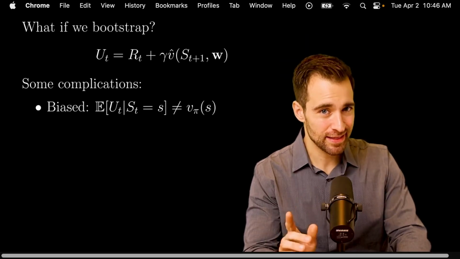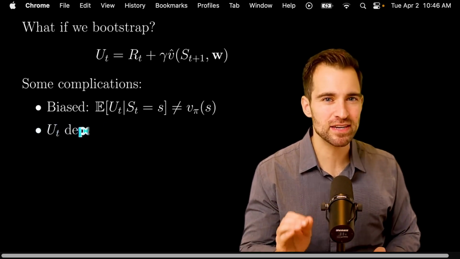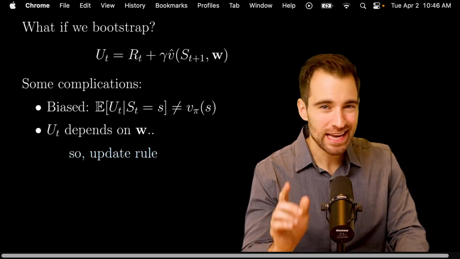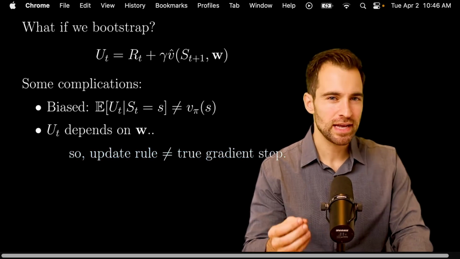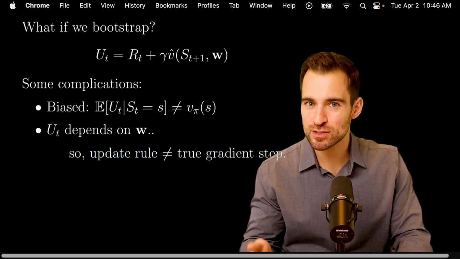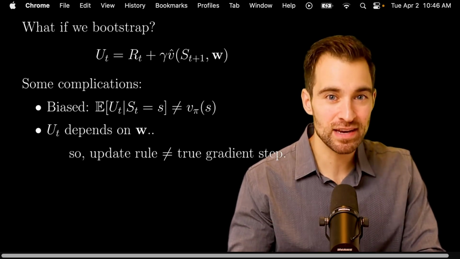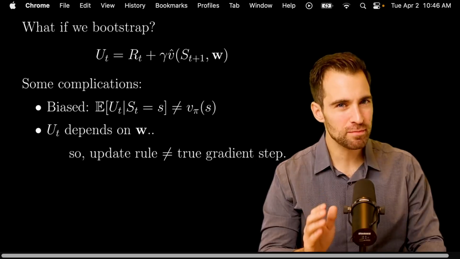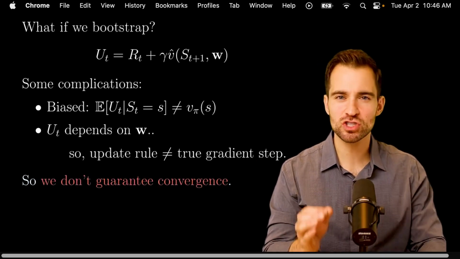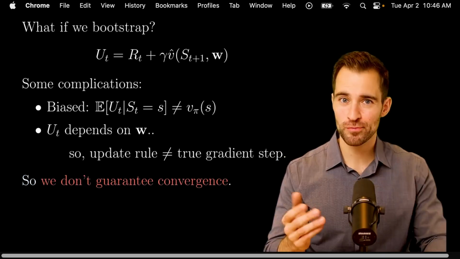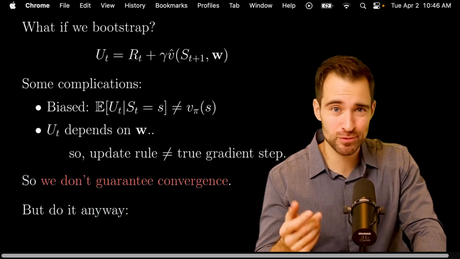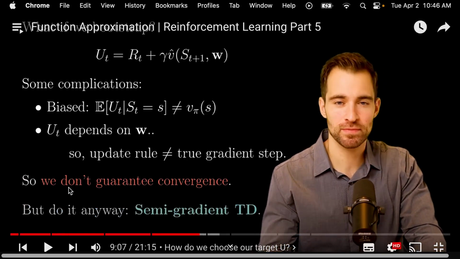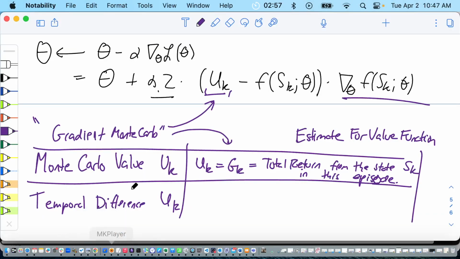No. Second, and this is really weird, our target now depends on W, which is not like any typical supervised learning task. And that means the update rule is not a true gradient step. In other words, if you took this target, plugged it into the VE expression, and derived the gradient, that would be different than plugging this target into the update rule from earlier. So, that's not good. And what that means is we don't get any guaranteed convergence to a local optimum. So now what? Well, how about just do it anyway? Who needs theorems when you got high hopes, right? And so this is the thing. It's called semi-gradient TD.